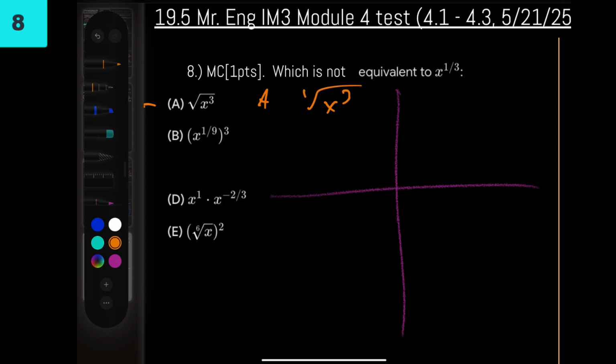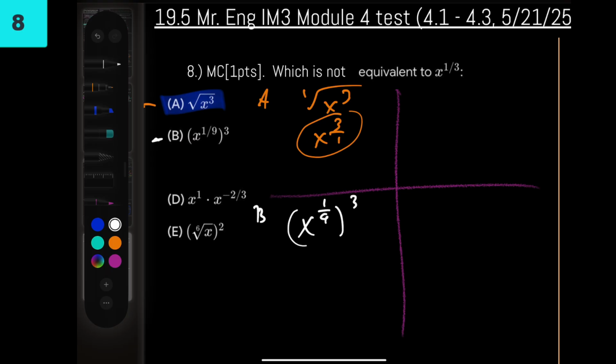So remember, top goes in, so this would be x to the 3/1. So I'm already thinking the answer is A, but let's double check. Let's try B. So x to the 1/9 to the 3rd power. Okay, this is power to a power, so you just do multiplication.